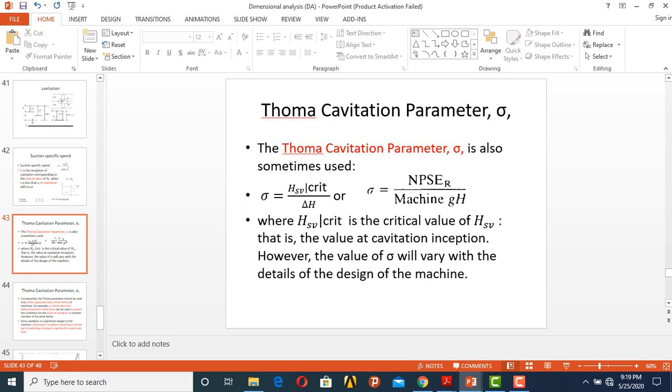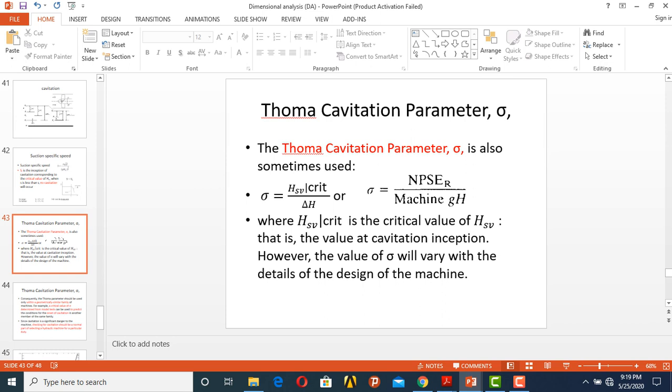So the Thoma cavitation parameter, represented by this parameter, is also sometimes used. It is difficult to come up with the net positive suction energy required.